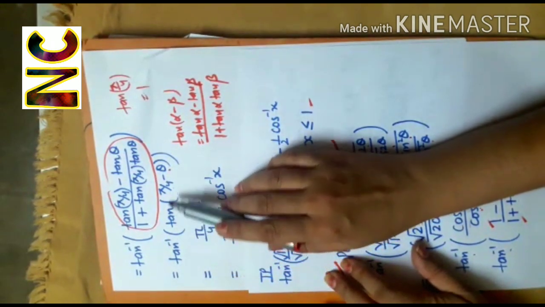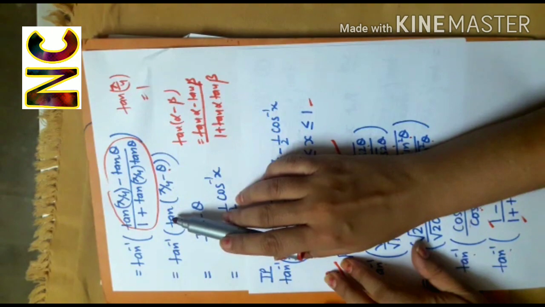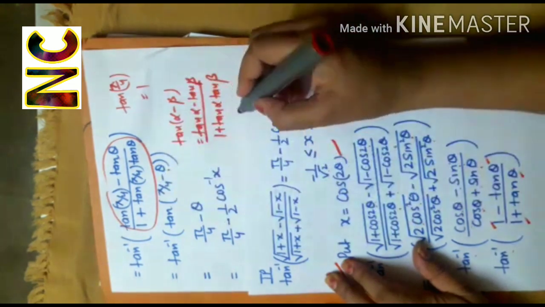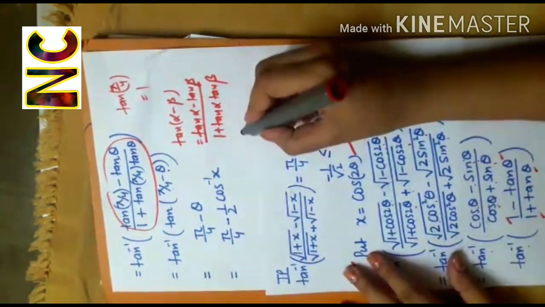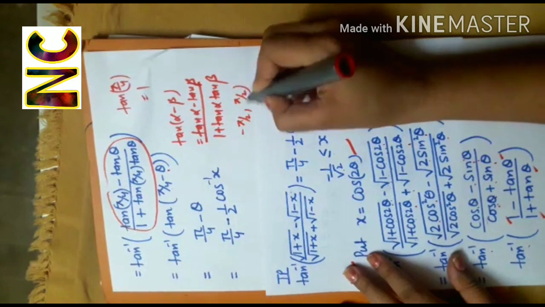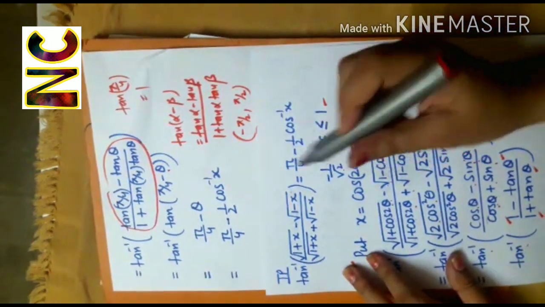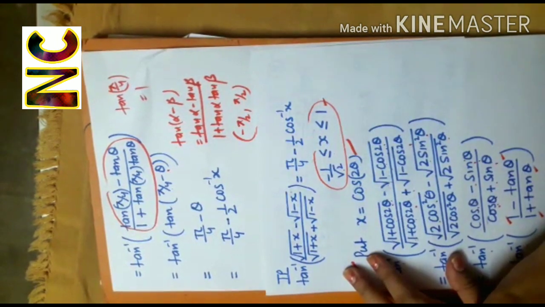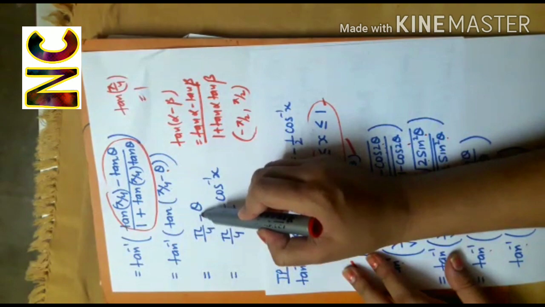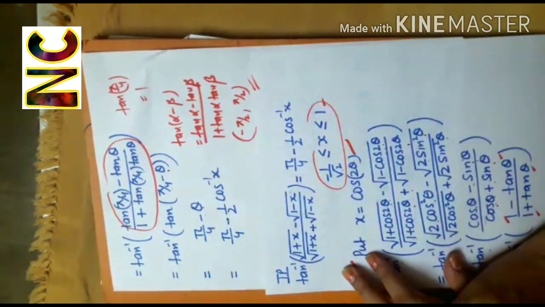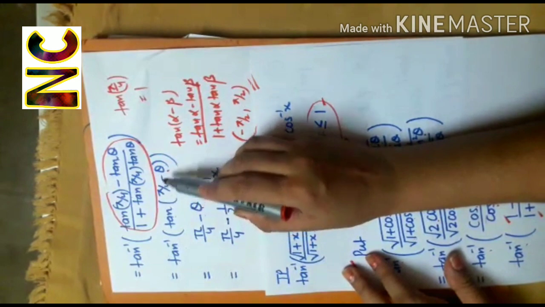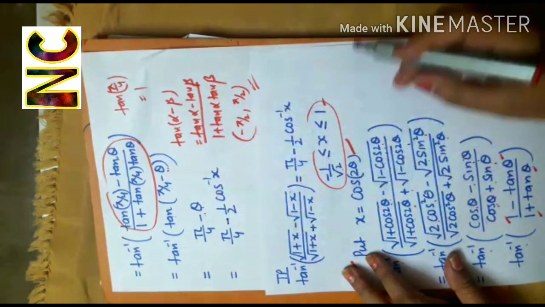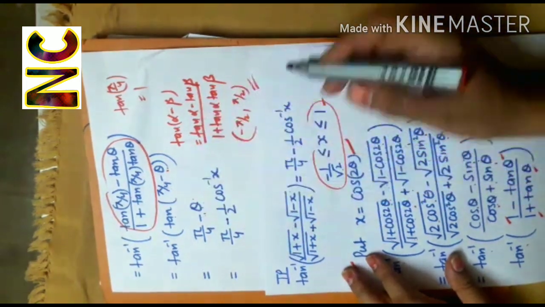Now this is tan inverse tan x. We know that tan inverse tan x is equal to x for all x which belong to the open interval minus pi by 2 to pi by 2. And you can check, when x belongs to this, it will ensure that this pi by 4 minus theta will belong to this interval. So tan inverse tan (pi by 4 minus theta) can be written as pi by 4 minus theta. Now I have to get the value of theta.